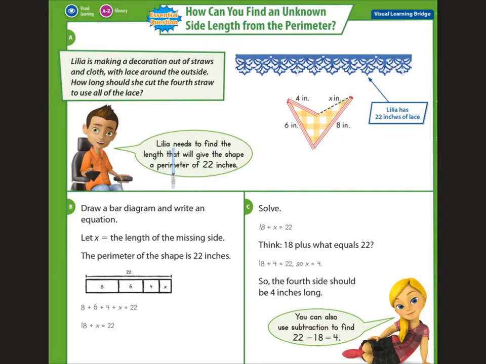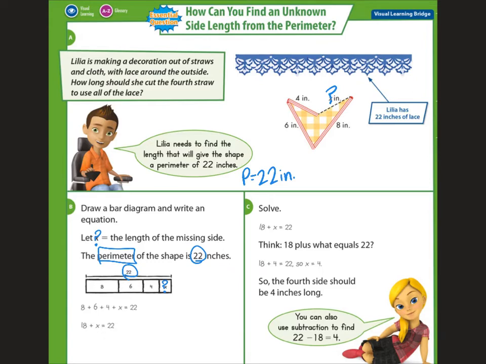But we know Lilia needs to find the length that will give the shape a perimeter of 22 inches long. So we know already that the perimeter is 22 inches long. So we need to look and see what information we have in order to figure out the unknown side. So we're going to draw a bar diagram to write the equation. They're saying let x, or we can say the question mark, be the length that we're not quite sure of. We already know that the total perimeter is 22 inches. That's why they put 22 up at the top.